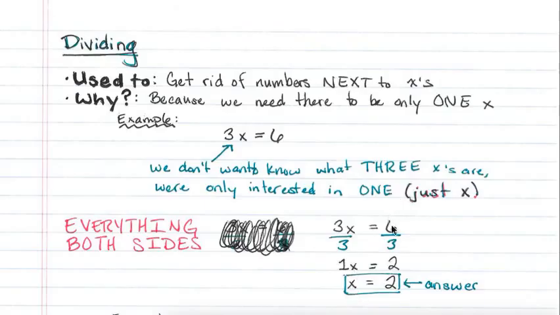And then here on the other side, we have 6 and then divided by 3. We had the 6 from the original problem, but we had to divide by 3 because we divided by 3 over here. We had to divide everything on both sides by the same number. So 6 divided by 3 is 2. So then we had 1x equals 2. So just x equals 2 is the answer to this problem.